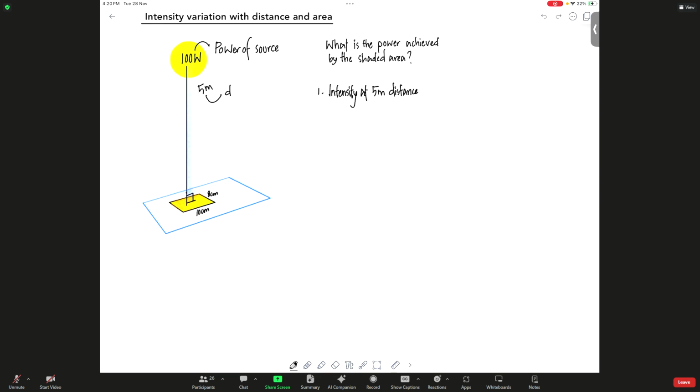Can you tell me which formula should I use for this? The variation of intensity with distance. What formula is that? Yeah, very good. So intensity equals power divided by 4 pi d square. This is the equation based on how intensity changes with distance. Intensity we do not know. Power is 100 watts, and this is 4 pi d square, where your distance is 5 square. That's the intensity. So can you tell me what is the intensity at the 5-meter distance?